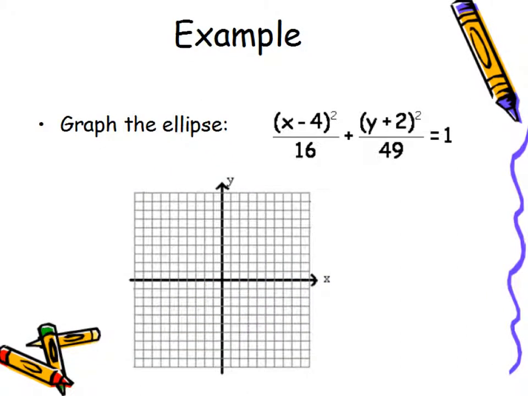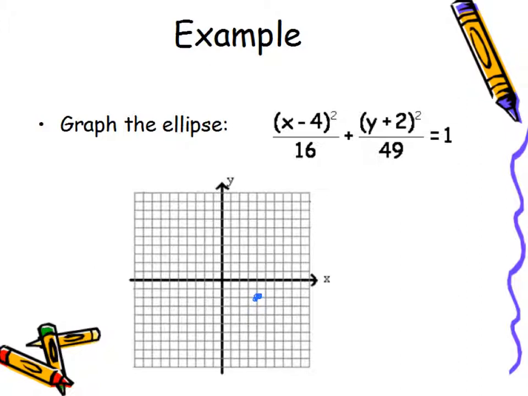Okay, let's try another one. So looking at this one, I threw some stuff in the numerator. So now you can see you've got some shifting going on. So your center should be at 4, -2. So let's plot that over 4, down 2. That's the center of my ellipse.